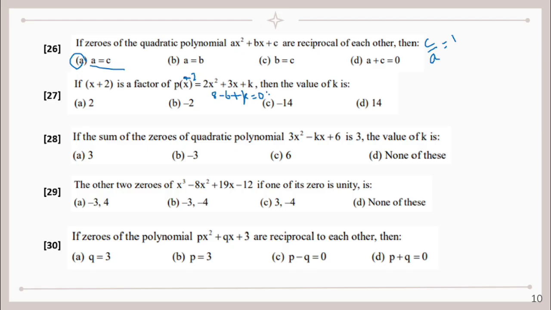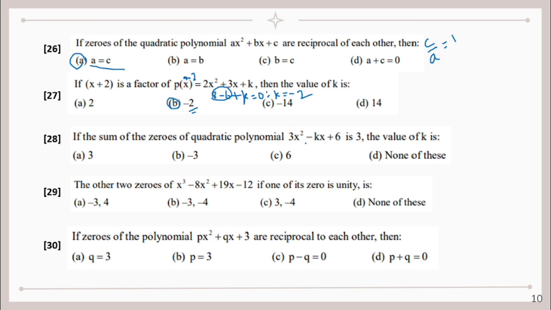So, keep the k alone on the left side. Transpose other values to the right side. 8 minus 6 is 2. 2 will come this side and become minus 2. So, k equal to minus 2. Option B is the answer.